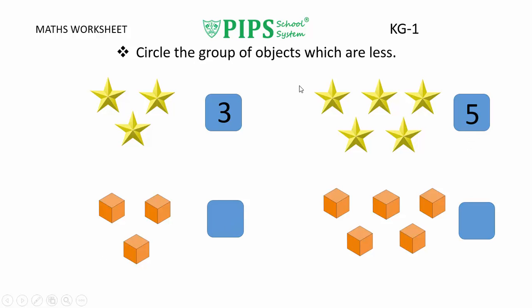So KG1 students, which group has less objects? The first group has less objects. Now we will circle them like this.